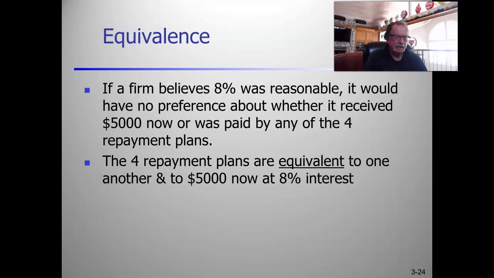Now, a bank, in theory, would be the same way. If their interest rate was 8% for 5 years, they would be indifferent to lending that $5,000 to a company with any one of those 4 repayment plans. And so this gets into the timing of the cash flows. Equivalence makes the different repayment plans equal. The most important thing is it's at 8%. So there's a given interest rate that makes equivalence possible.